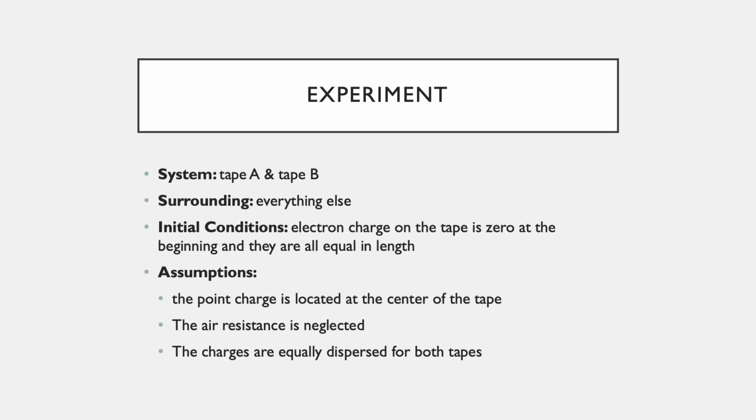The initial conditions are that the electron charge on the tape was 0 at the start, and the tapes are equal in length. Some assumptions I made for this lab are that the point charge is located at the center of the tape, the air resistance is neglected, and the charges are equally dispersed for both tapes.